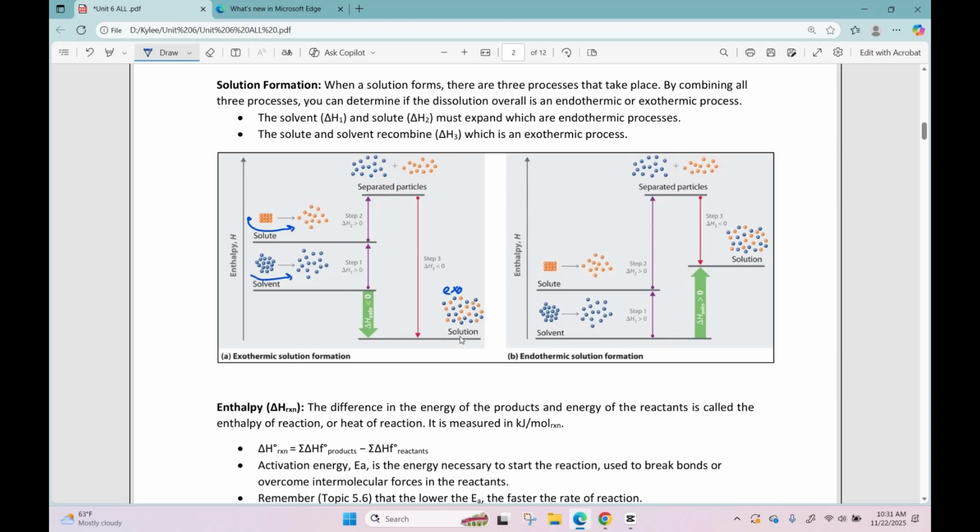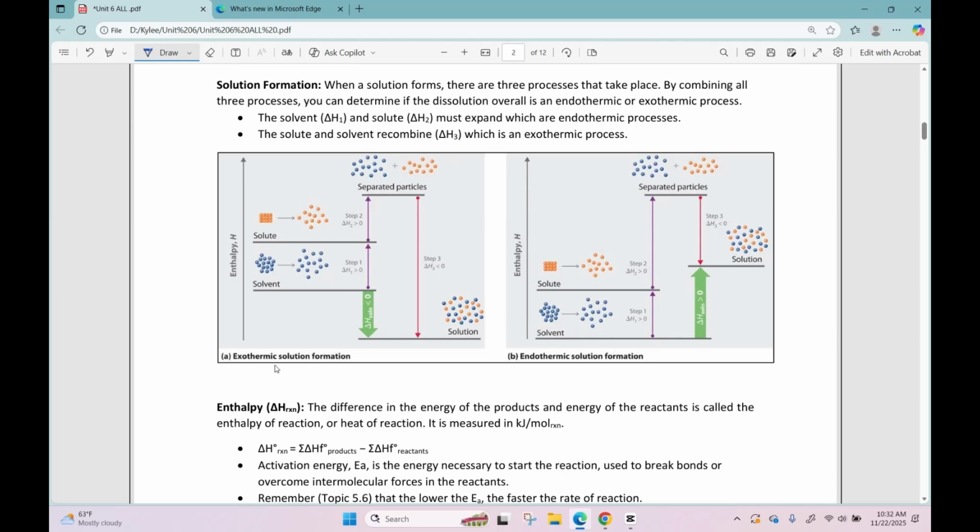And so by comparing how much energy it takes to separate the solvent and the solute versus them combining, we can determine whether it's going to be an exothermic solution or an endothermic solution. And that's literally just energy being released by dissolving, or energy being absorbed by dissolving.